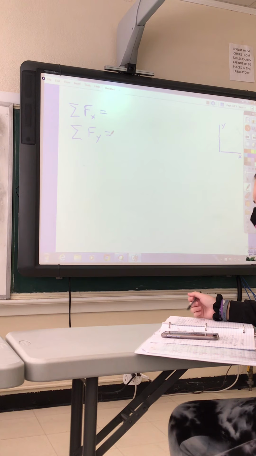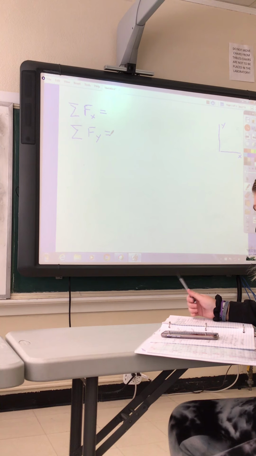I'm thinking the y. Why do you think it's the y? Because it's just hanging down. You can still do your L cosine theta plus mg equals 0. That's what I'm thinking. But then, what is the x equal? The x would be L sine theta.